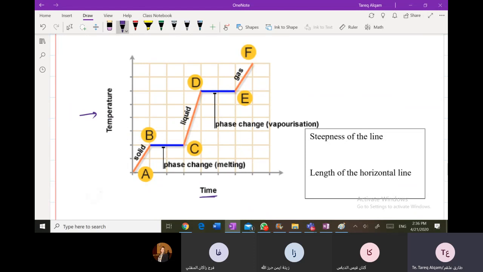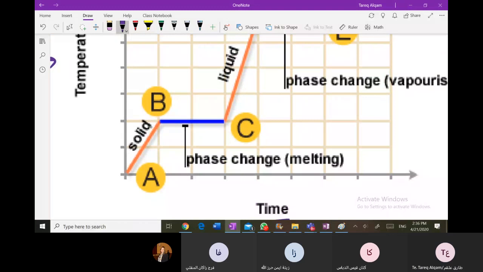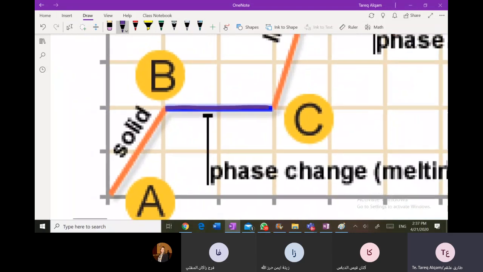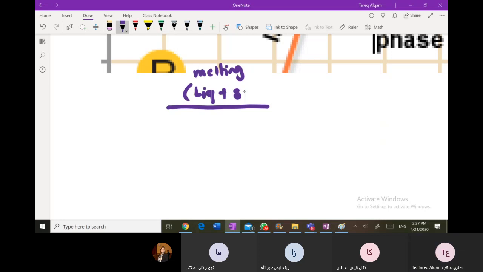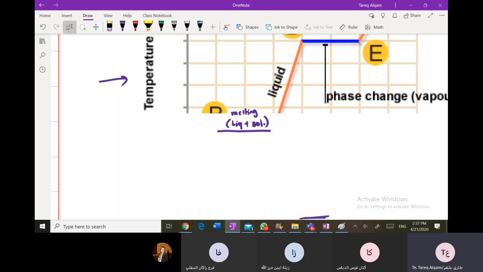Here, guys, from A to B, this is increasing in temperature. Let's say consider ice. First of all, you have to heat the ice until it reaches the temperature of melting, or melting point. Here, guys, during the melting process, the temperature stays the same. And here we will see a mixture of liquid and solid, right? During this period, there will be a mixture of liquid and solid.